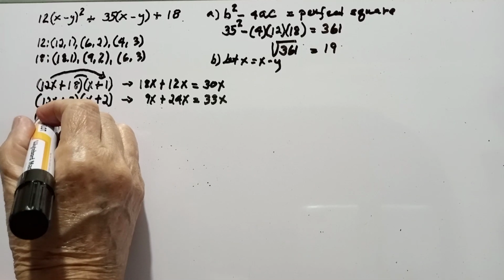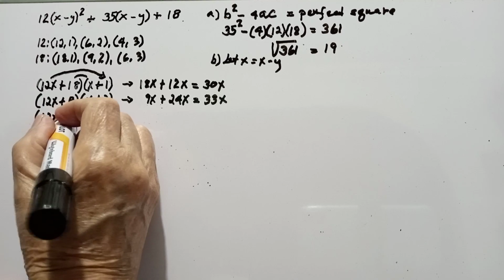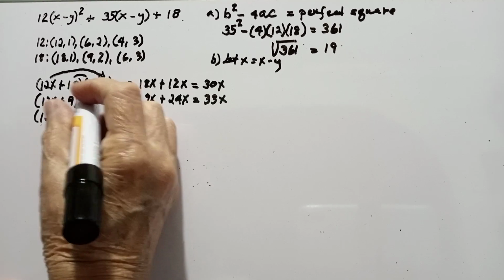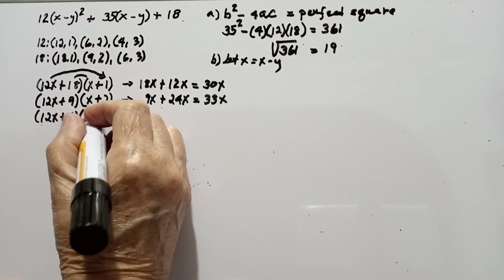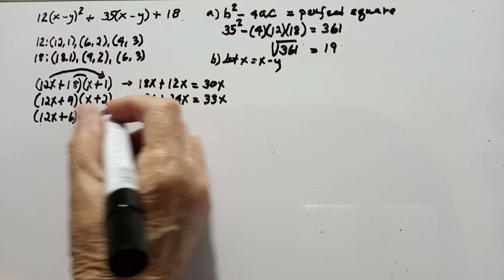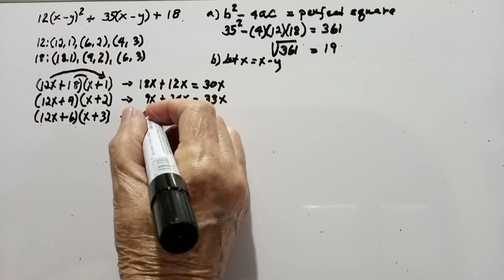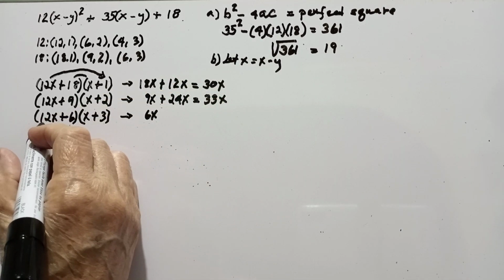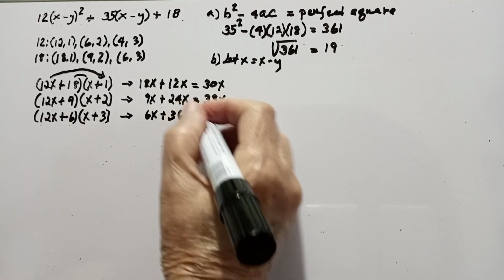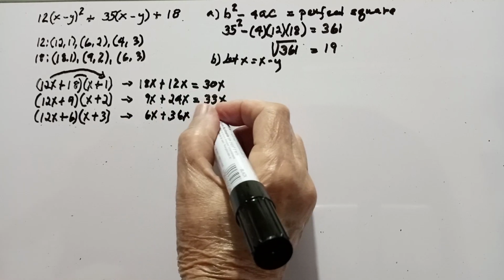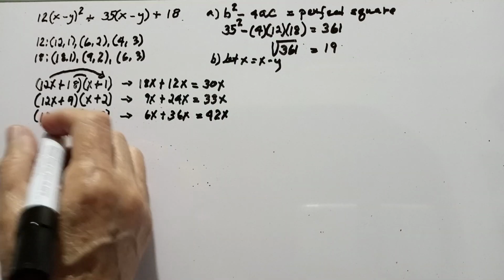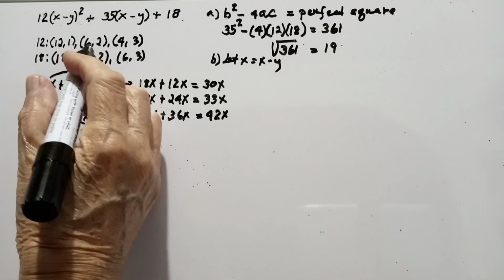We have 12x plus, we'll now go to the third one, 6, times x plus 3. So we have now 6 times x is 6x, and then 12 times 3 is 36x, and that would be 6 and 36 is 42x. Still, they are not the factors. So let's now go to the second factors.